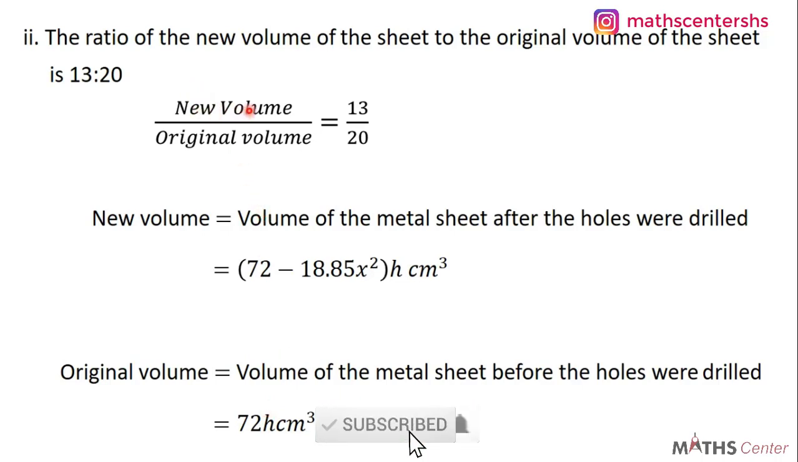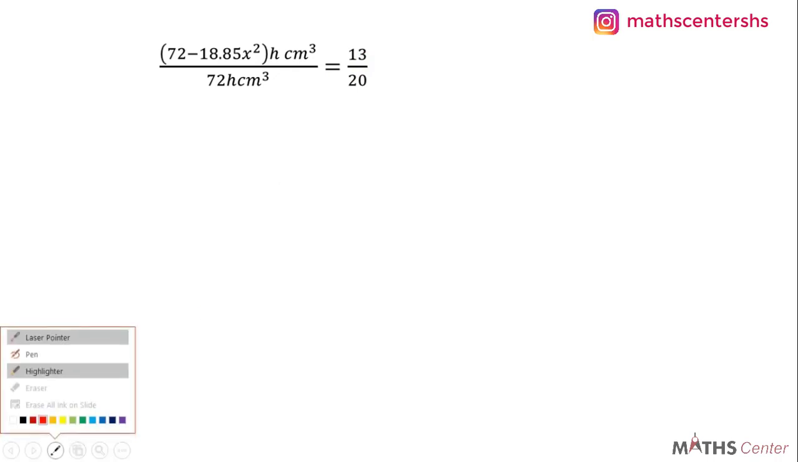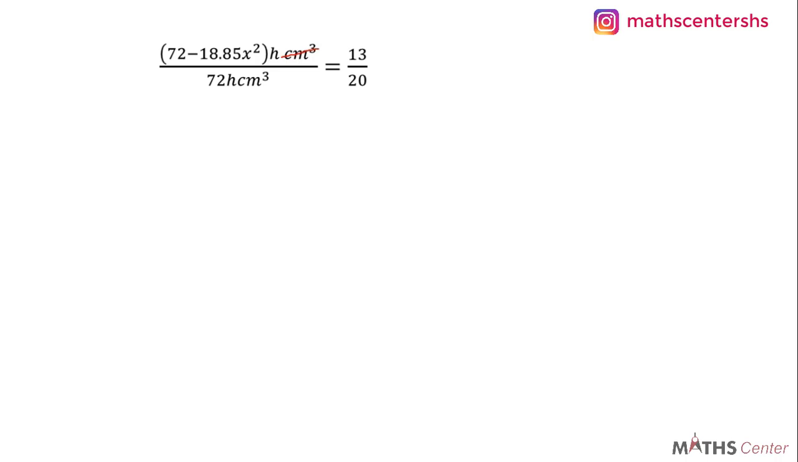Now the question says that the new volume divided by the original volume is equal to 13 divided by 20. That means that (72 minus 18.85 x squared) h centimeters cube divided by 72h centimeters cube is equal to 13 divided by 20. So let's cancel some common terms out. Centimeters cube and centimeters cube will be gone. H and H will be gone. After doing that, we are going to have (72 minus 18.85 x squared) divided by 72 is equal to 13 divided by 20.